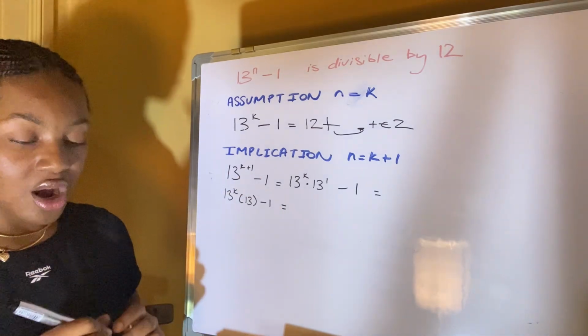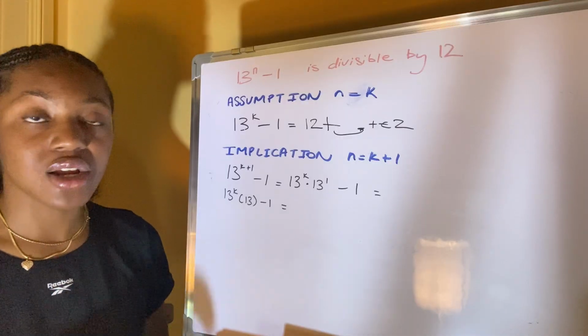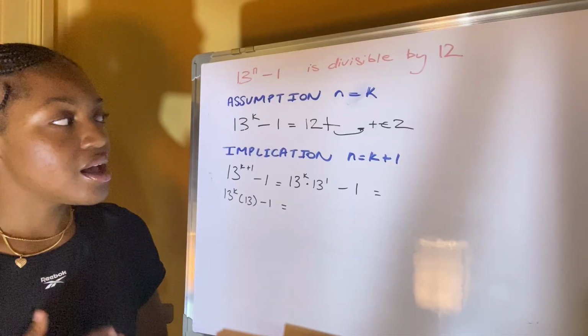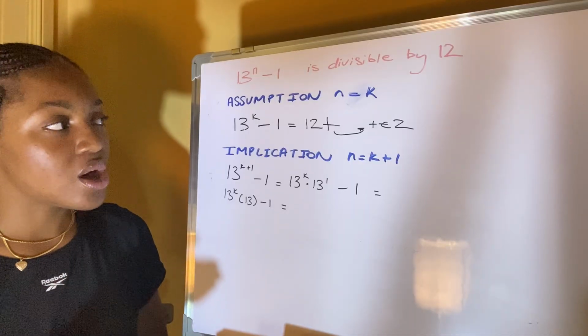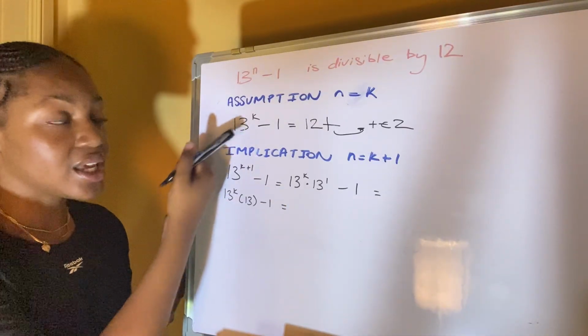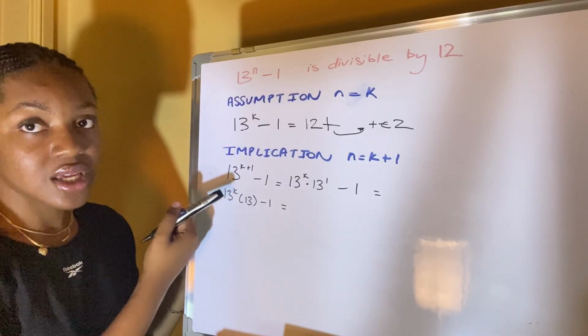Next, recall that in the implication case, we're always trying to find a way to use our assumption. Since our assumption states that 13 to the k minus 1 equals 12t, we can make 13 to the k the subject of the equation and substitute it into here.